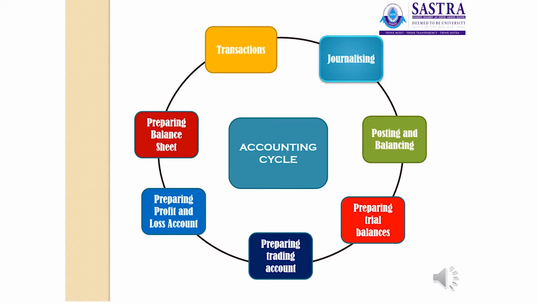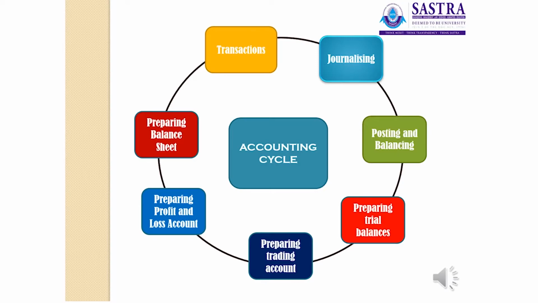Next step is preparation of trading account. All the direct revenue and direct expenses are transferred to the trading account. The balance in the trading account is gross profit or gross loss. Next, preparation of profit and loss account. All the indirect revenues and indirect expenses along with gross profit or gross loss are transferred to profit and loss account. The balance in the profit and loss account is the net profit or net loss.